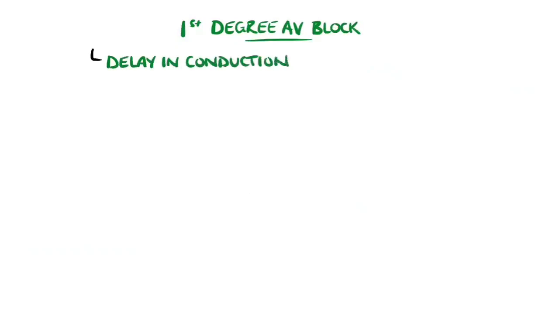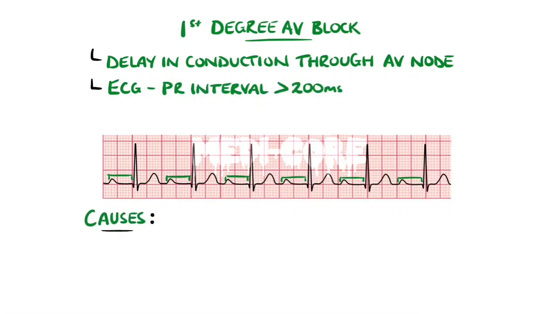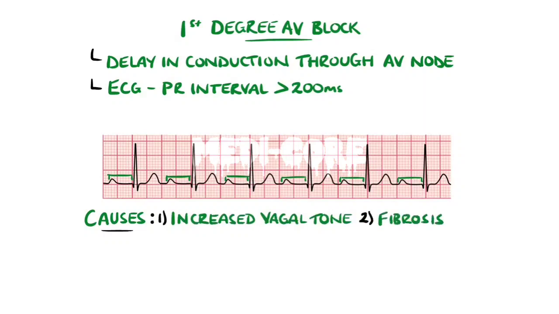First degree AV block is a delay in conduction through the AV node and is defined when the PR interval, meaning from the beginning of the P wave to the start of the QRS complexes, is longer than 200 milliseconds. First degree AV block can be commonly caused by increased vagal tone in younger patients or athletes especially, and fibrosis in more elderly patients. Other causes include AV node blocking agents like beta blockers, calcium channel blockers, or digoxin, and it may also be a normal variant.